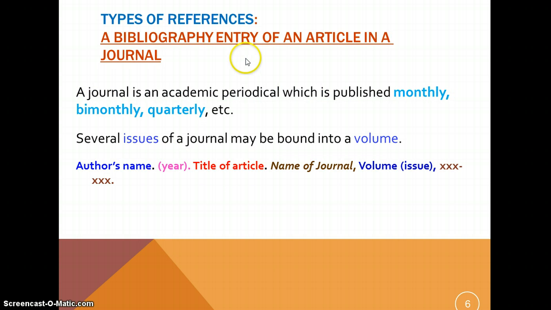And of course, we have articles that were published in an academic journal. And that's a magazine or a journal which is published at different times during the year. It can be published every month, or it could be published twice a month, or 3 or 4 times a year. And again, we have the author's name, the year the article was published, the title of the article, the name of the journal, and the publication information, the volume or the issue.